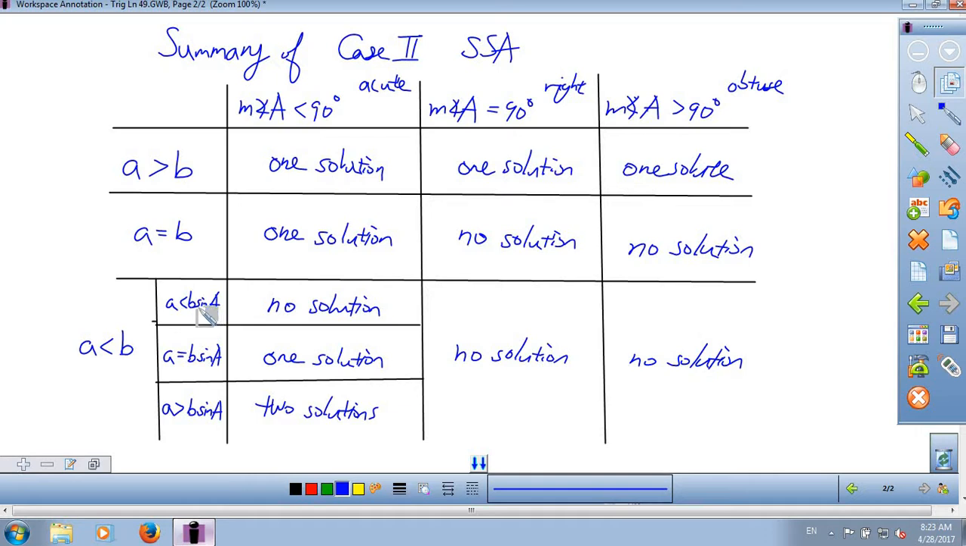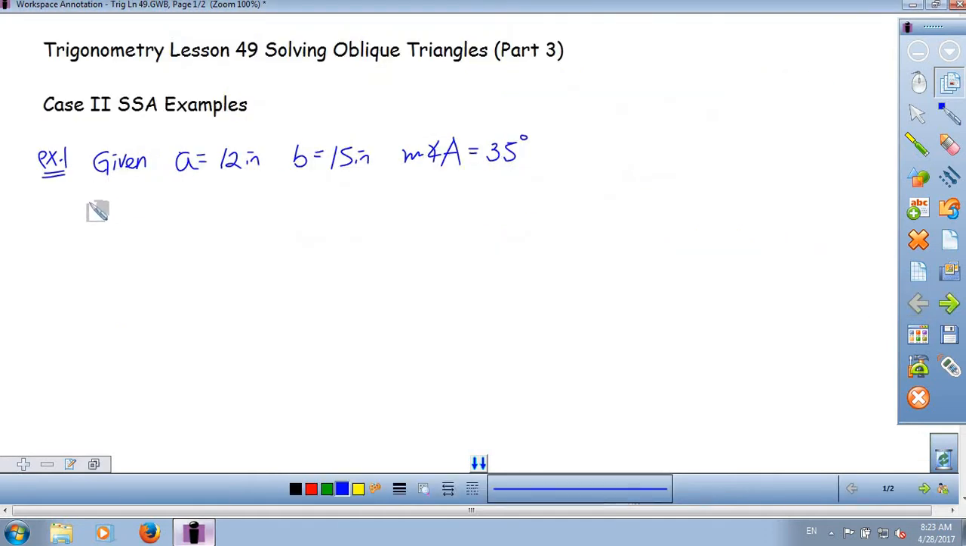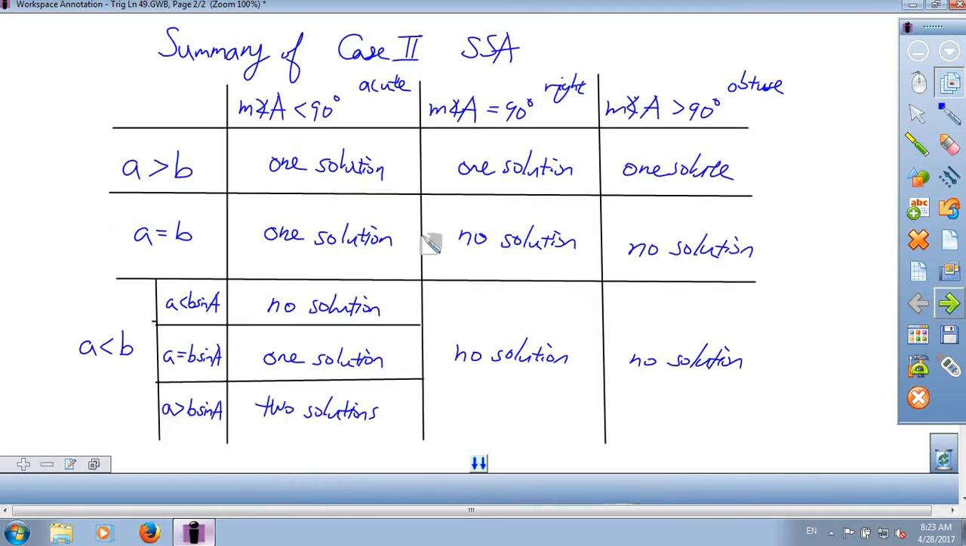That height is B sine A. If A is less than that possible height, then there's no solution; you cannot make a triangle. If A is equal to that height, then we have one solution. And if A is greater than that height, then we have 2 solutions. So let's take a look at this. We know the given angle A is less than 90 degrees, and we know side A is less than B. So if we look at the table, that brings us to this third row here.